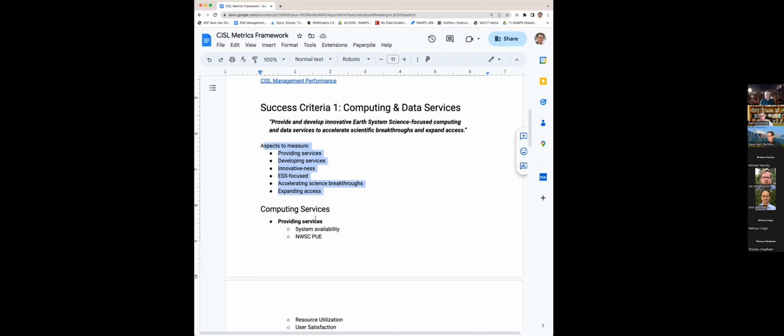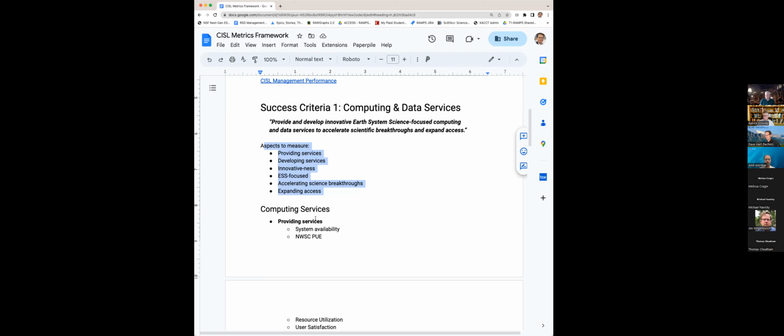Obviously, providing services is a lot of the operational metrics. Are the systems up? Who's using them? How available are they? At the data center, what's the power utilization effectiveness? Those sorts of things help support elements like providing services. But innovativeness is another area that we as a national center want to demonstrate.